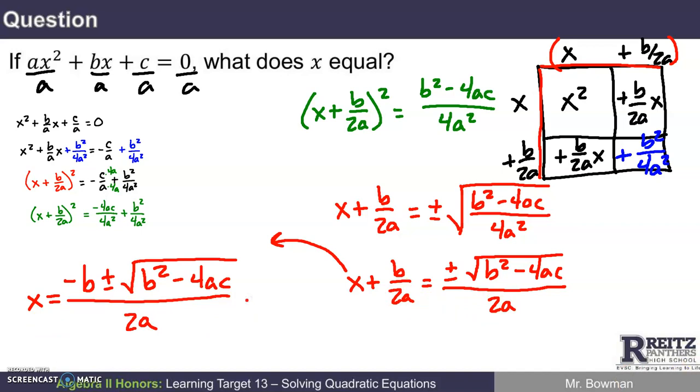All over, because they have the same denominator, I can make one big fraction out of it, 2a. There we go, we did it. We wrote a formula where it doesn't matter what a, b, and c are. If I know what a, b, and c are, I can find two different values, because of the plus or minus sign here, that solve the equation.